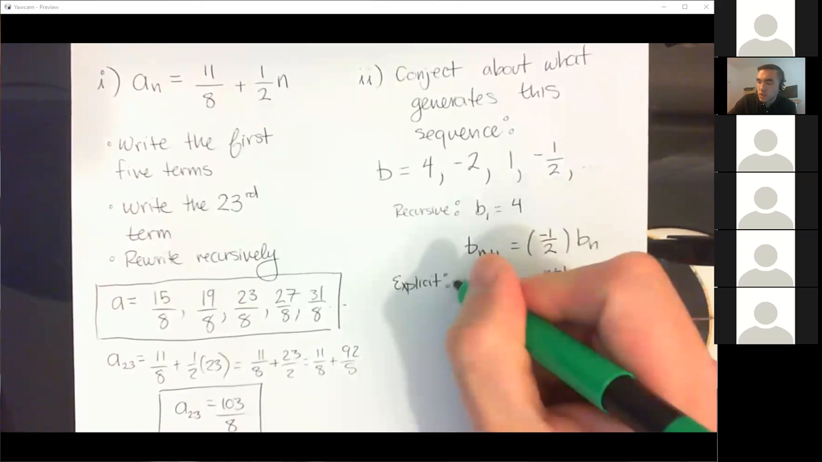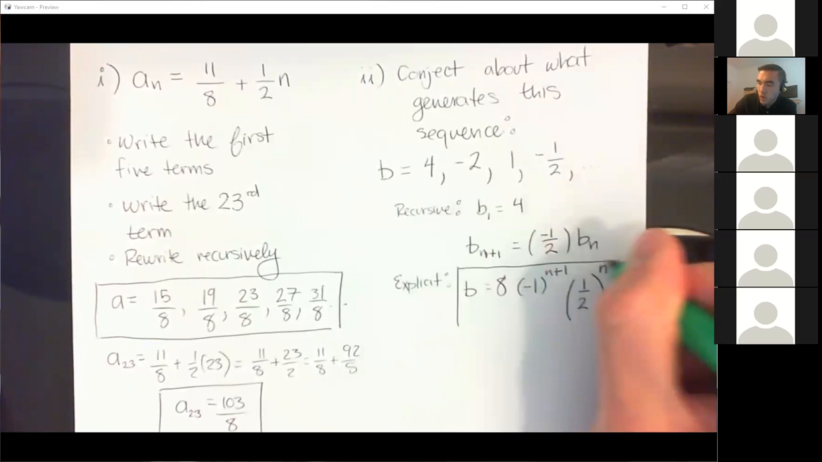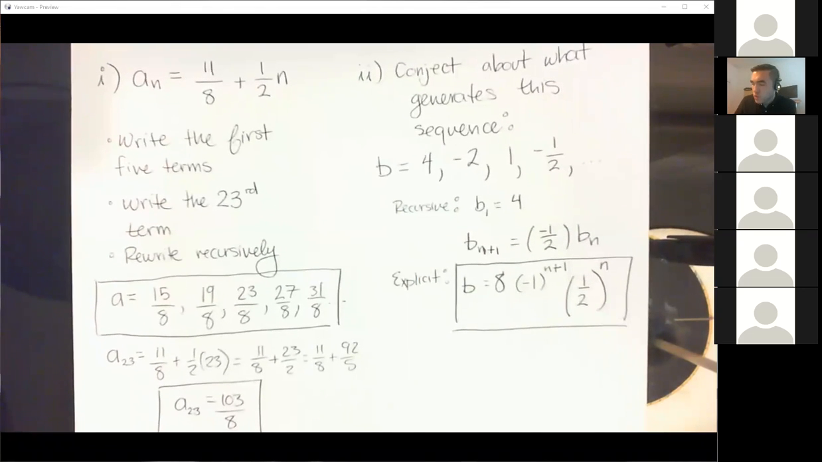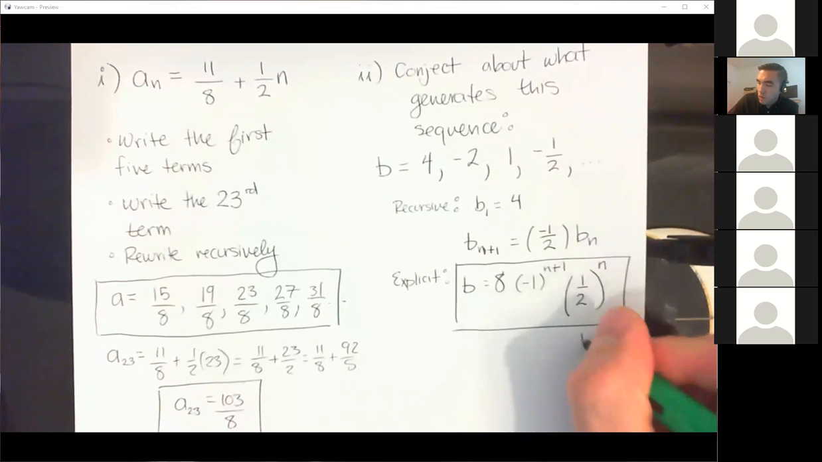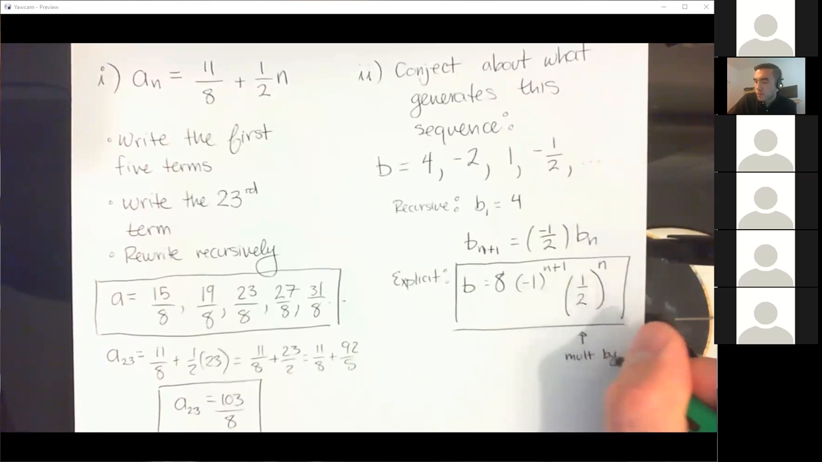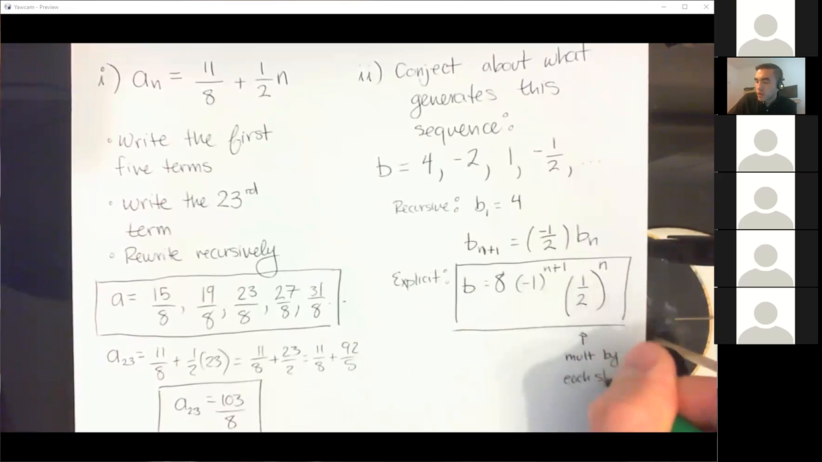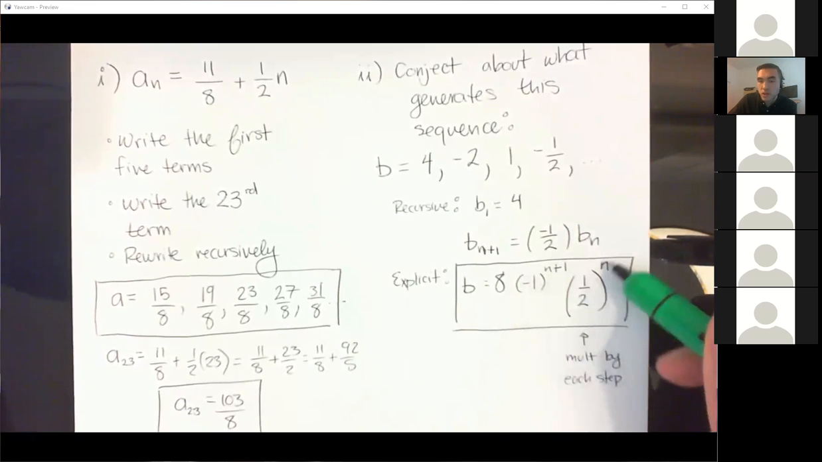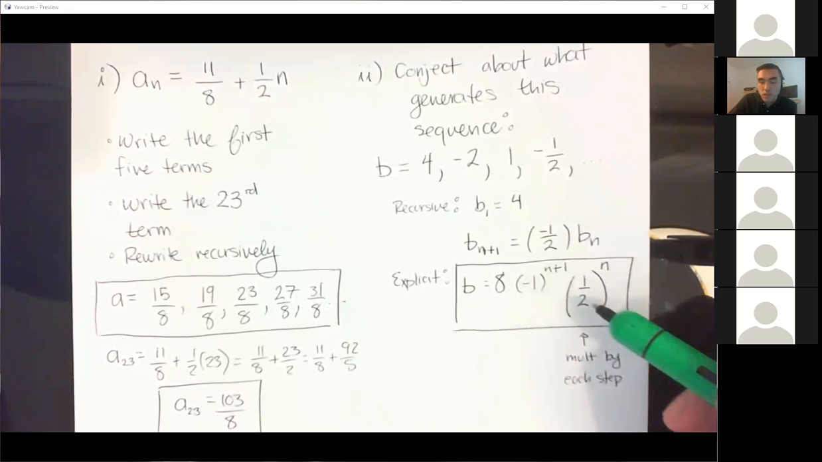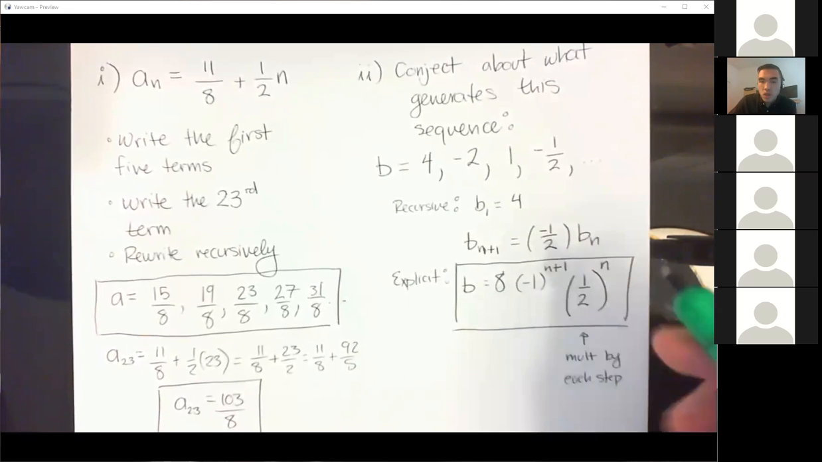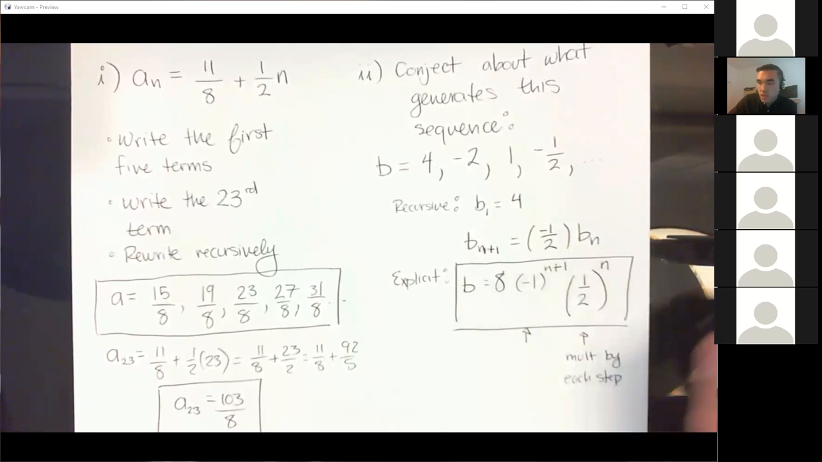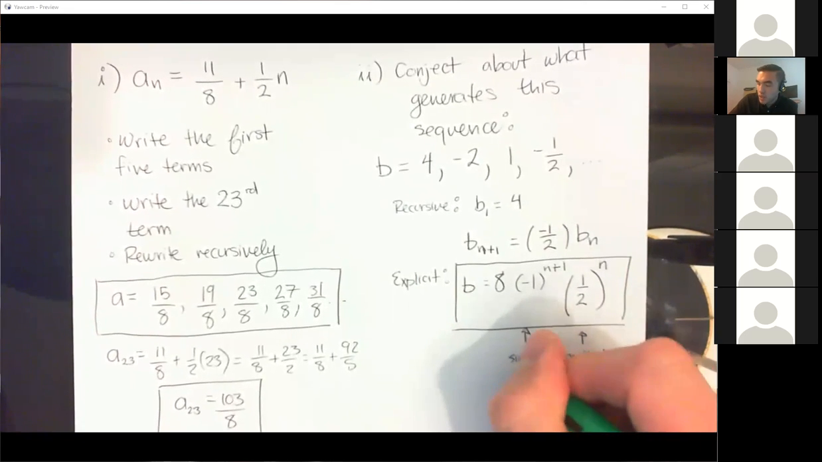And this right here is the simplest version, I believe, of an explicit equation that will generate this sequence. So here's where these bits and pieces come from. The 1/2, we're multiplying by this each step. That's how we know that it has to be that multiplier raised to the power of n so that as n goes up, we multiply by this with each one of those steps. We know that it has to be negative 1 to the something because there's a sign change in each step.